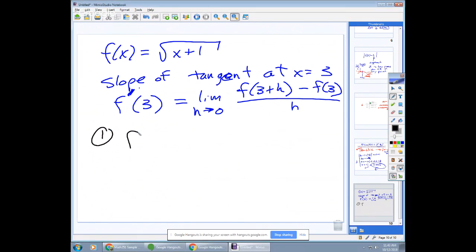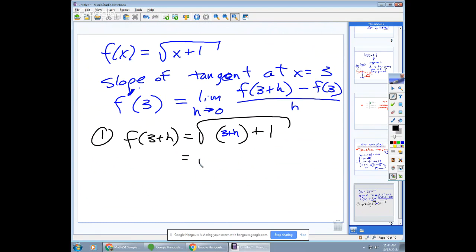Step 1 is what is f of 3 plus h? That means in my function, replace x with a parentheses, and then fill the parentheses in. That's the safe way to do it. So then I plug in my 3 plus h. That cleans up a little bit, right? Parentheses aren't really necessary now, so that's going to give me 4 plus h inside the root. And I can't do anything more with that. Sometimes it simplifies a lot, sometimes it doesn't.